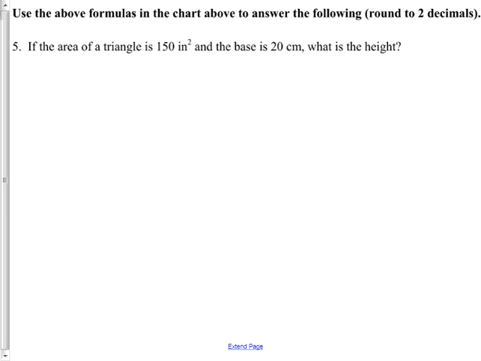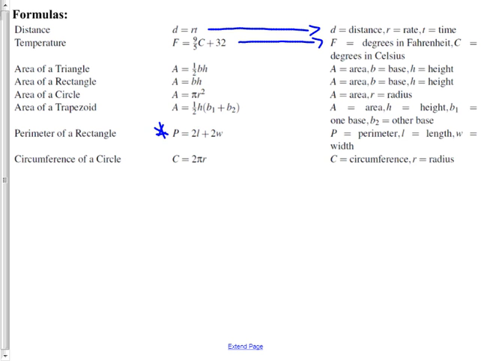So moving on, use the formulas in the chart above to answer the following, and we're going to round to 2 decimals. So if the area of a triangle is 150 inches squared, that's area, I'm going to call it A for area, and the base is 20 centimeters, so we use B for base. What is the height? So we're going to solve for height, but we have area and base. So area of a triangle equals half base times height from the previous slide. Area of a triangle right here. Half base times height.